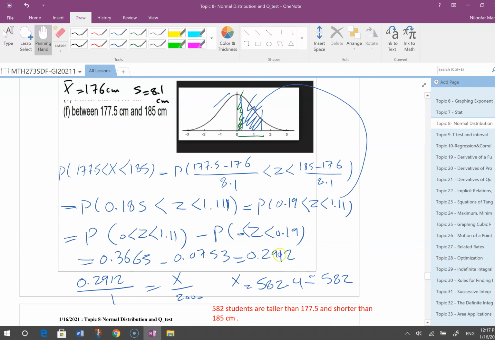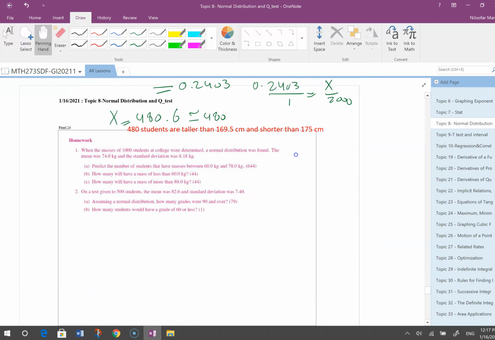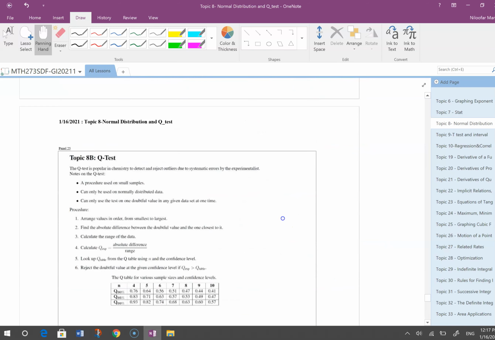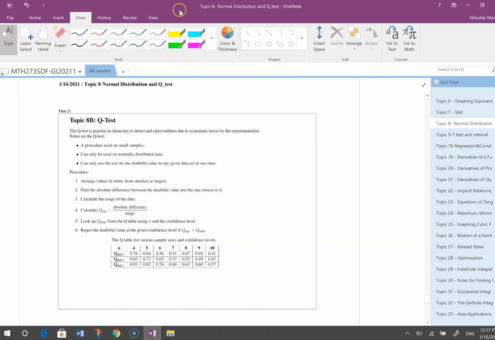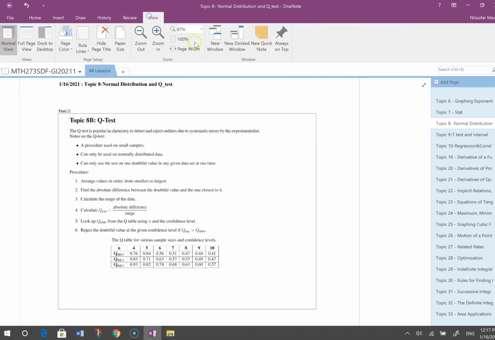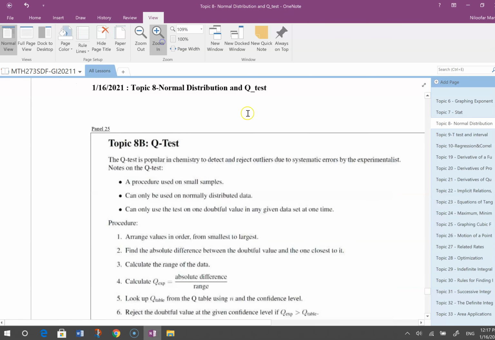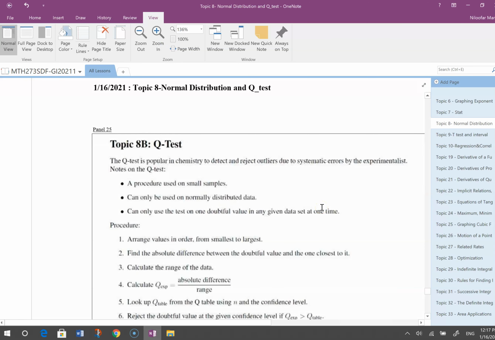Okay, so we did all the examples, and now I can go to the Q test. Q test is, let me zoom in. Okay, so Q test tells you if you can reject a data which is far from other data, if it is far from other data.